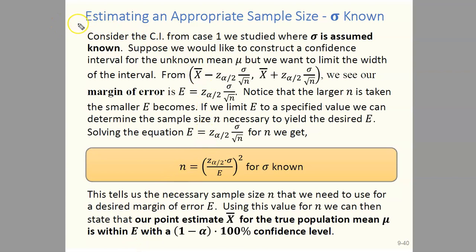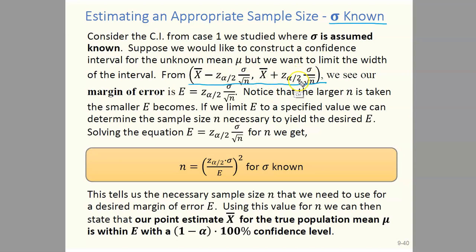Now in the first case we're going to look at where we can limit the width of our confidence intervals, that's going to be in case 1 that we studied previously for confidence intervals where the population standard deviation sigma is known. So consider the confidence interval discussion from case 1 where sigma is assumed to be known, and recall that this was our formula for a confidence interval when sigma was known. This is a confidence interval for the mean, remember.